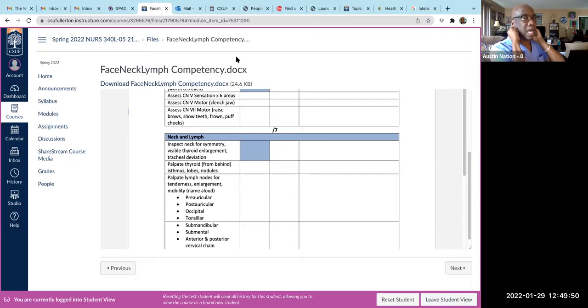Then we go to tonsillar. I slide down under the tonsils. The tonsils are in through here. Do I feel anything?